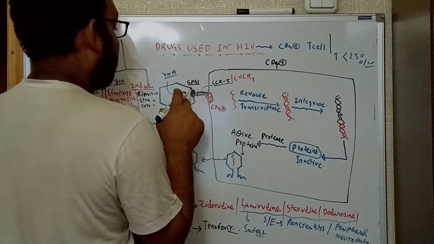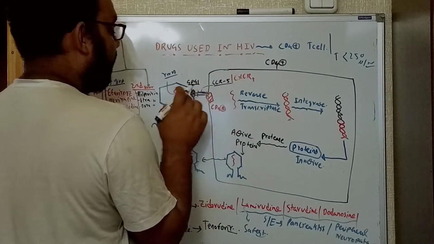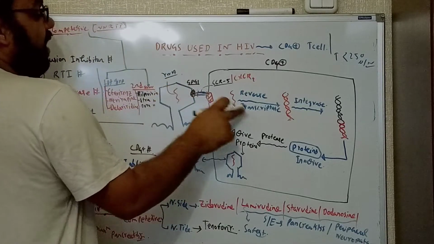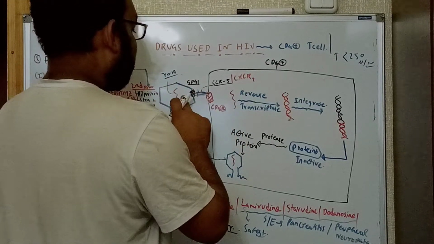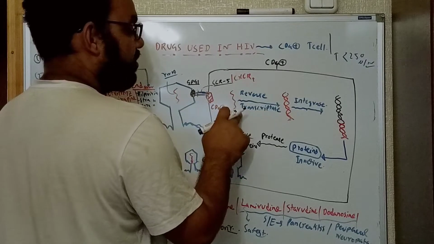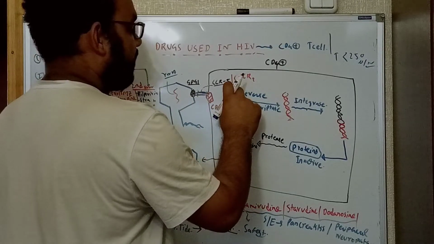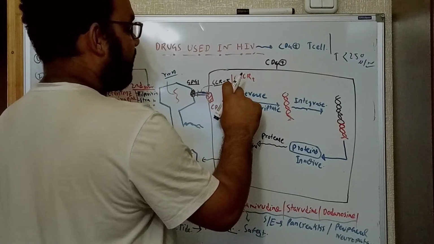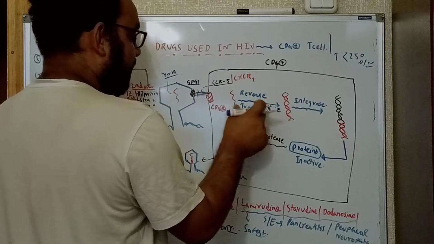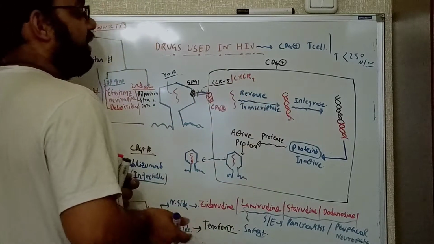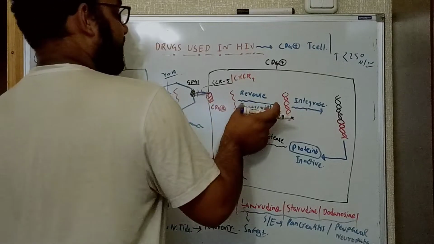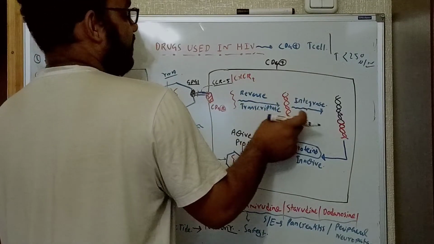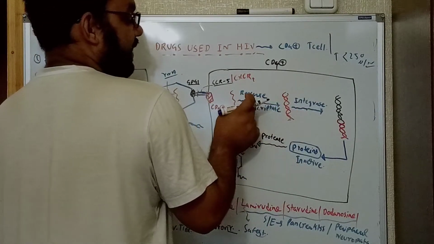Now it will be easier for the genetic material of the virus to get transferred from here to the host cell. Now we will get the RNA within the host cell. Whenever this RNA comes over here, there is an enzyme within the virus known as reverse transcriptase. This enzyme will convert the RNA, the genetic material, into DNA.